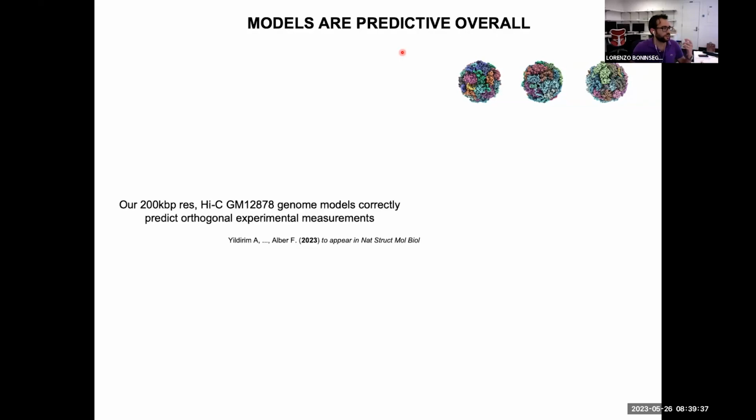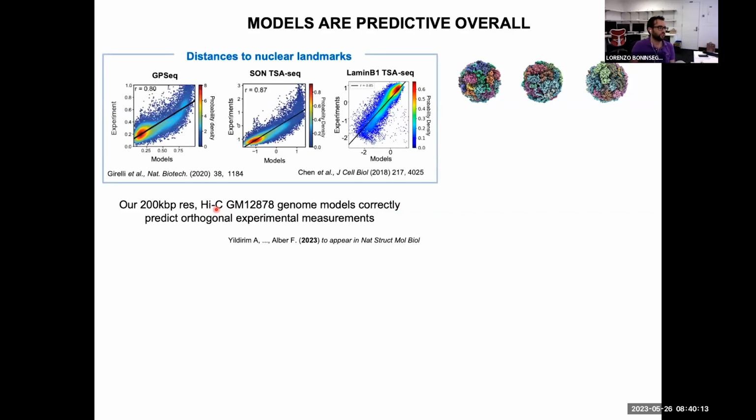And so here, I would like to show some predictivity results from our high-C-based GM models that are about to appear in Nature Structural and Molecular Biology. Specifically for this type of cell, the GM cell, we saw that using high-C data is already a very good baseline, and including other data types only provides incremental improvements. So I'm just showing results for the high-C data. And they are good already.